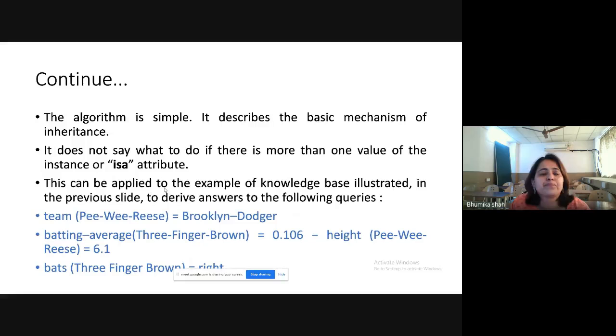Okay, fine. Now, the algorithm is very simple. It describes the basic mechanism of inheritance over here. It does not say what to do if more than one value of instance ISA is available. The same questions we discussed are listed here: what is the team attribute for PVRs? What is the batting average for this? What is bats for Three Finger Brown?